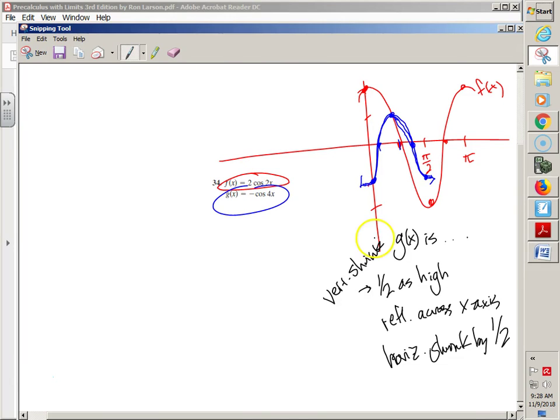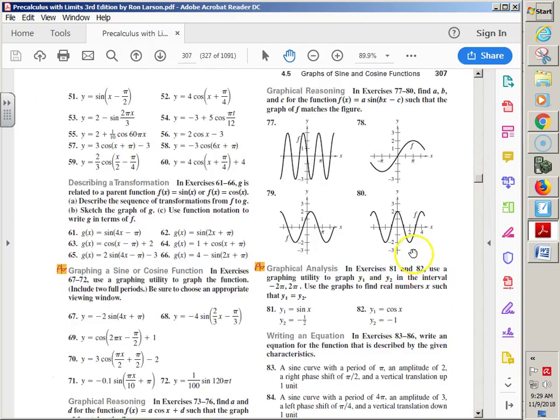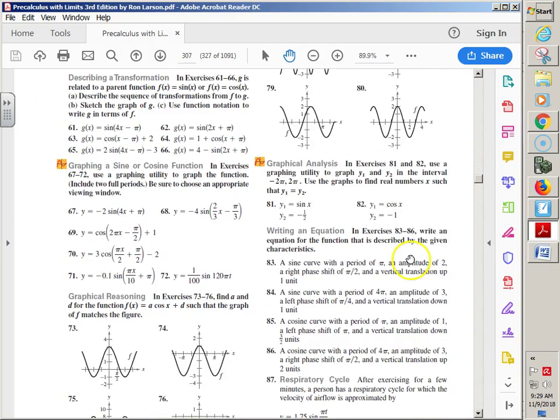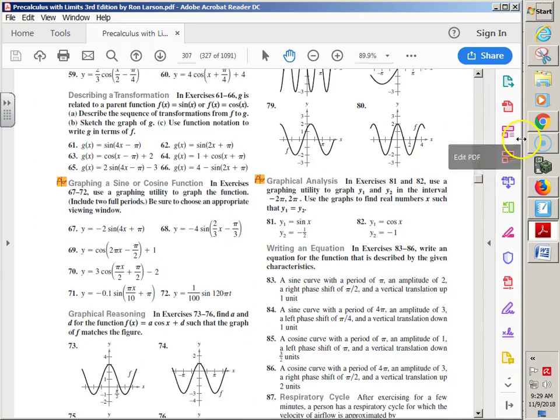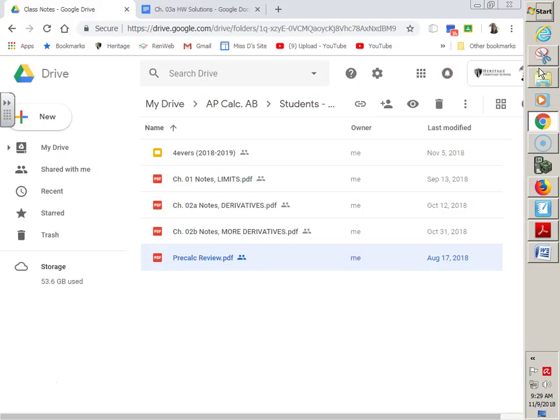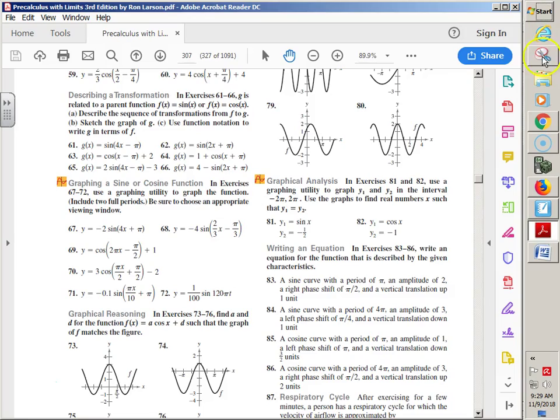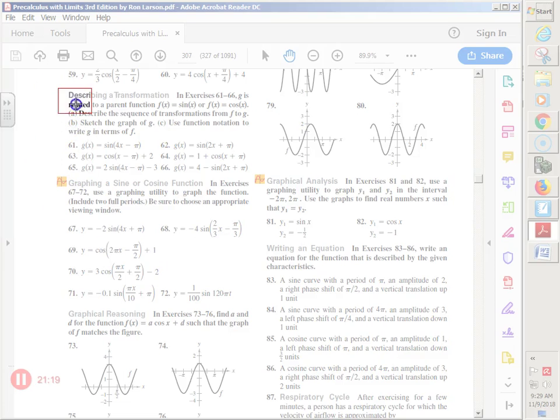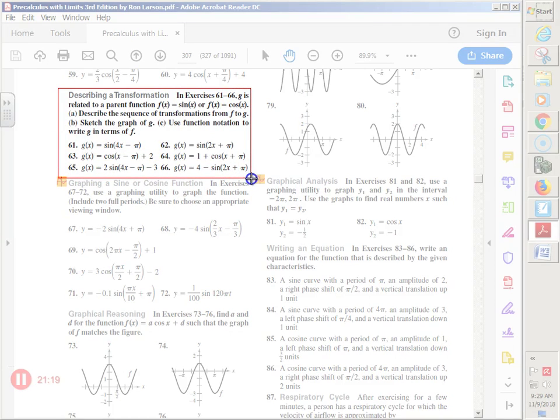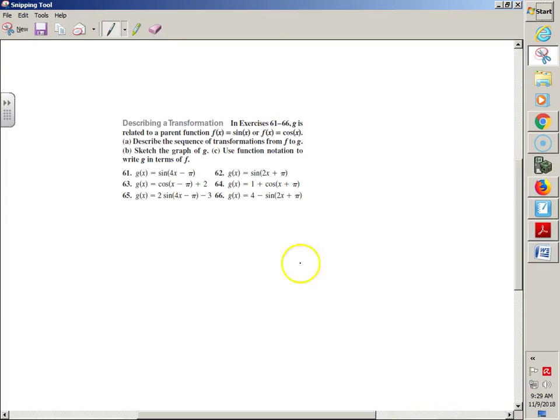I know the book goes into more detail. I think, was it, I forget whose question it was. 61, is that right? Oh, 65. Sorry, wrong one. You're describing what happened to the parent function, the sequence of transformations from f to g, sketch function notation. Okay. So number 65, if I were to highlight it real quick.